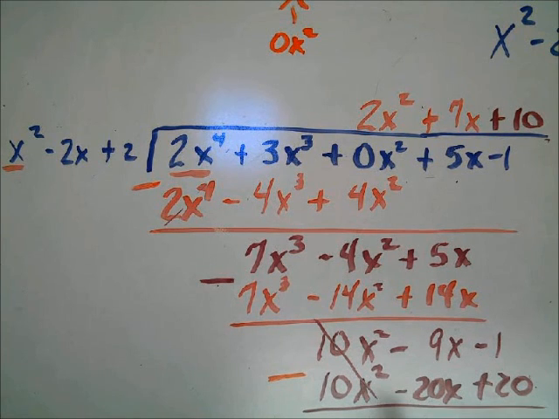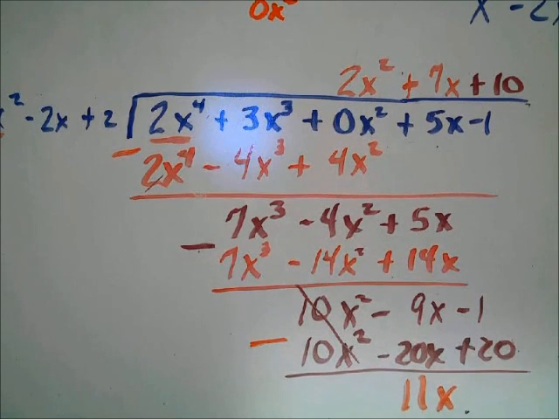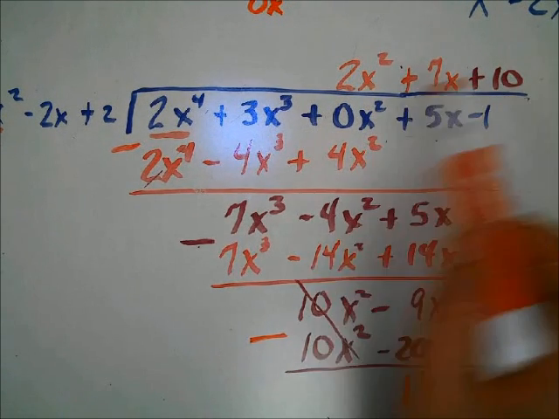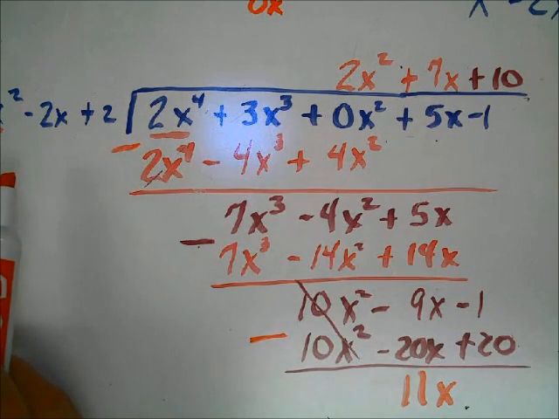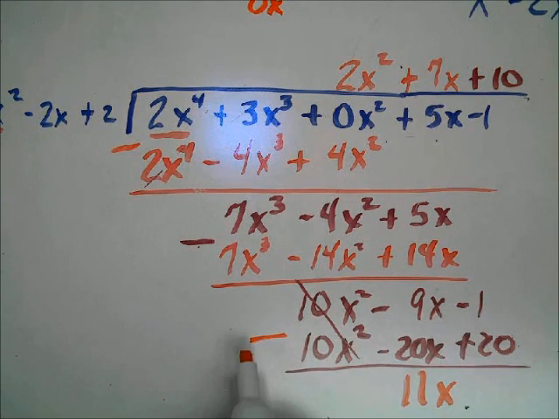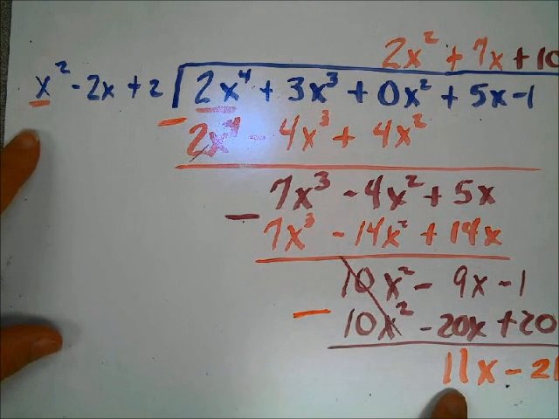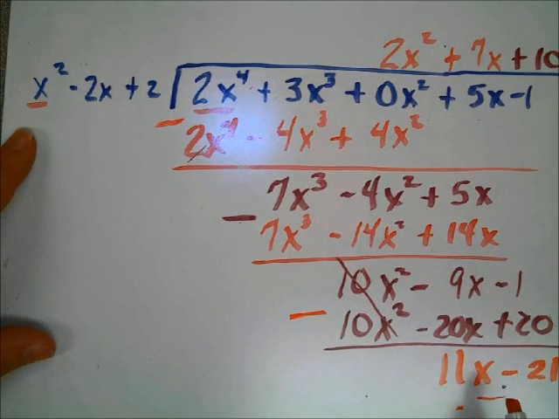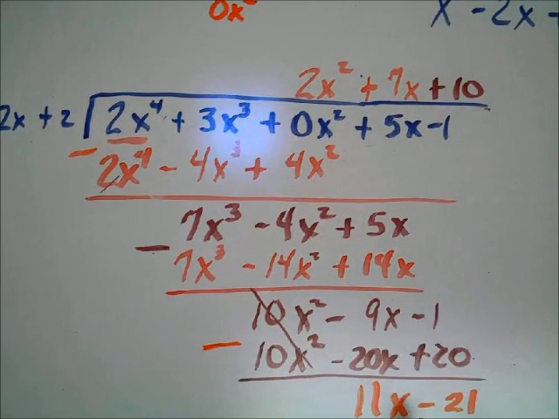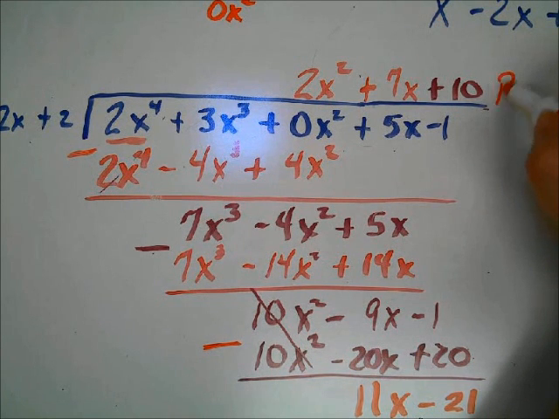Now, notice that x squared will not go into 11x. So that means I'm done. This is the leftovers. So the 11x minus 21 is going to be my remainder. So I'm going to have remainder 11x minus 21 over this term, x squared minus 2x plus 2. So my answer would be 2x squared plus 7x plus 10, remainder 11x minus 21.